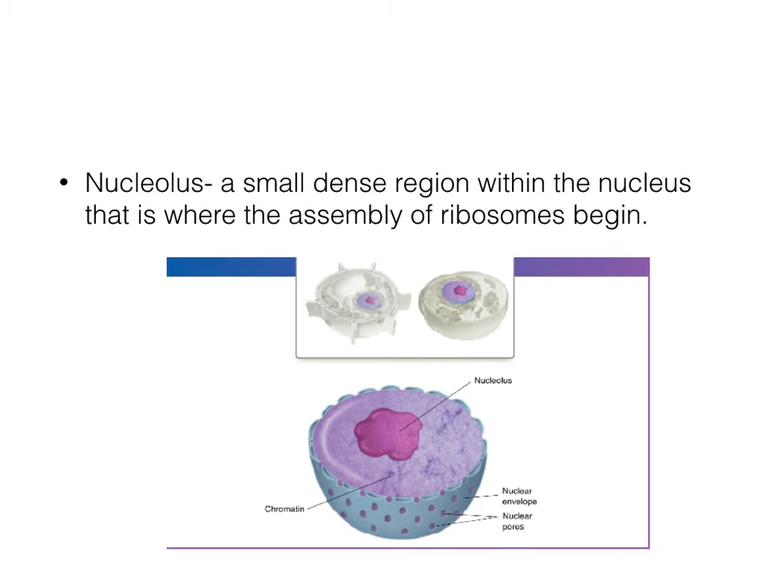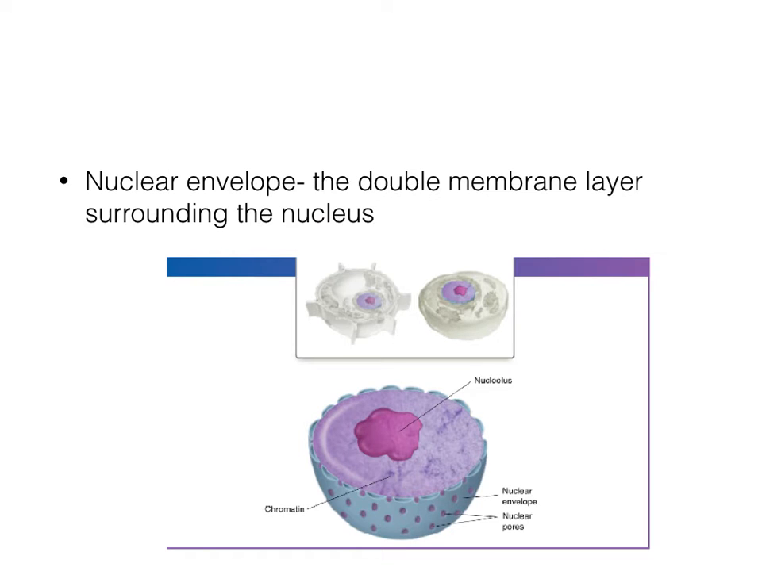The nucleolus is a small, dense region within the nucleus that is where the assembly of ribosomes begins. Okay, we see that dark spot in the middle of the nucleus is where the assembly of ribosomes begin, and that's the nucleolus. Sticking with the same picture, the nuclear envelope is the double membrane layer surrounding the nucleus. Okay, so it surrounds the nucleus.